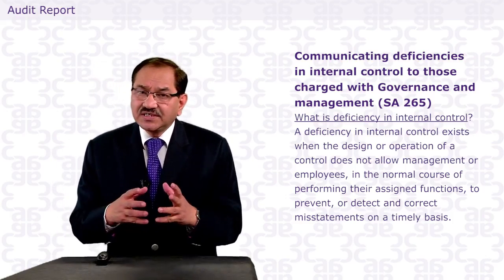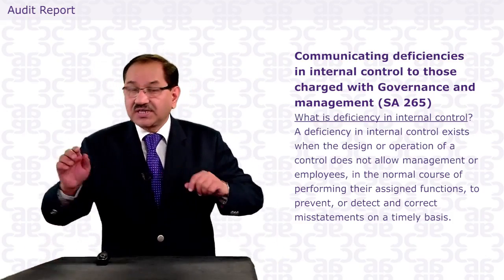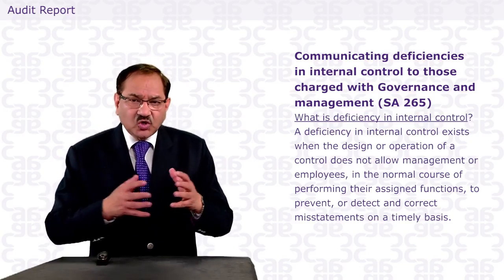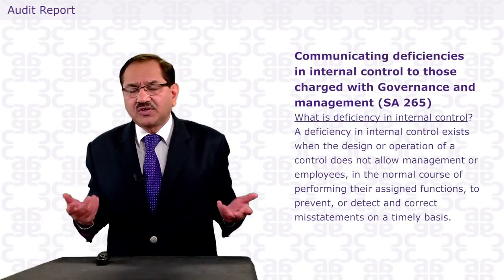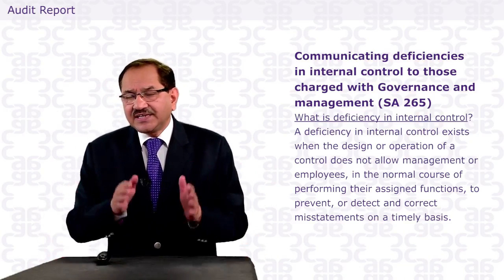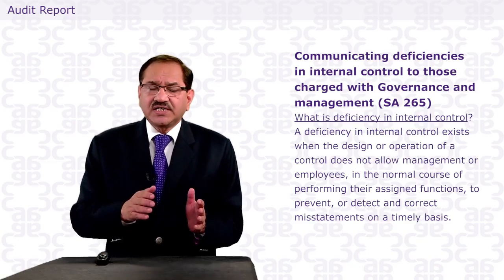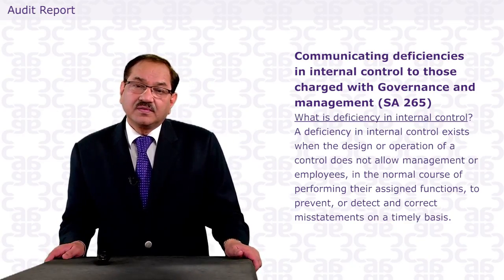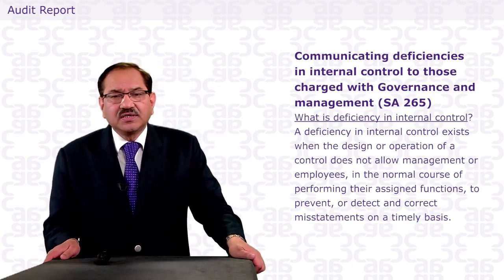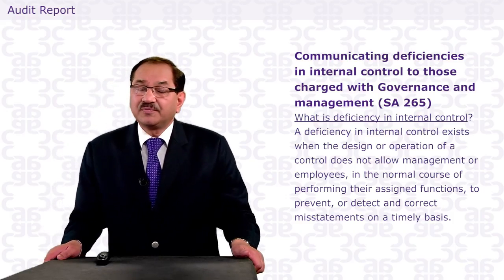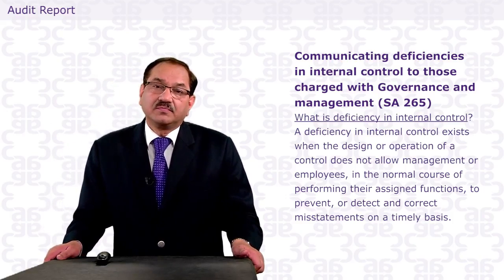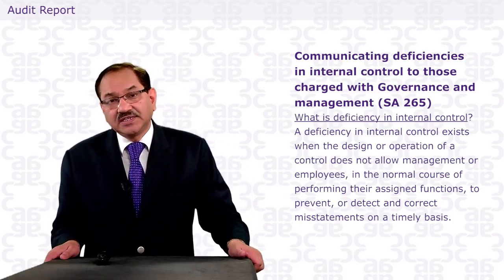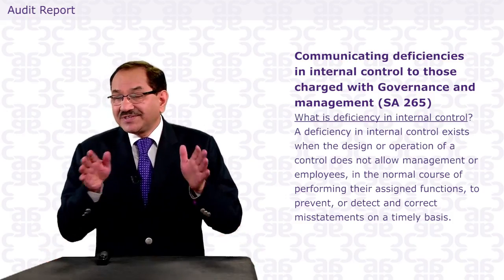So that's the deficiency. You have a system of internal control. Why do we formulate an internal control and internal check? Because any mistake should be pointed out in the process on a timely basis. And if that internal control is not able to detect that particular misstatement at the time of occurrence or recording in the financial books, then it means there is a deficiency.